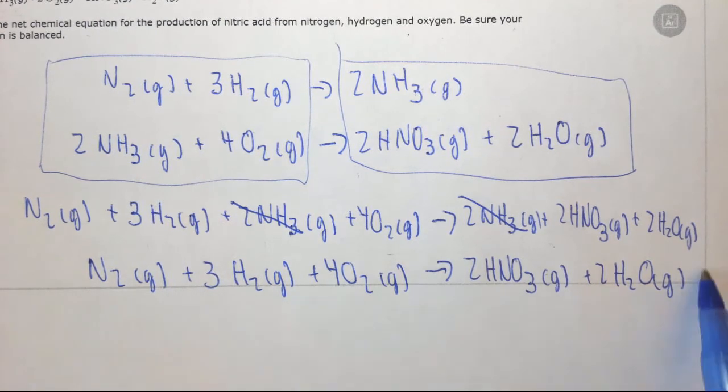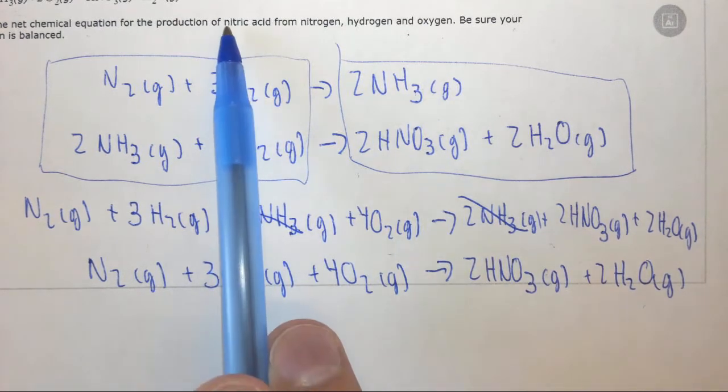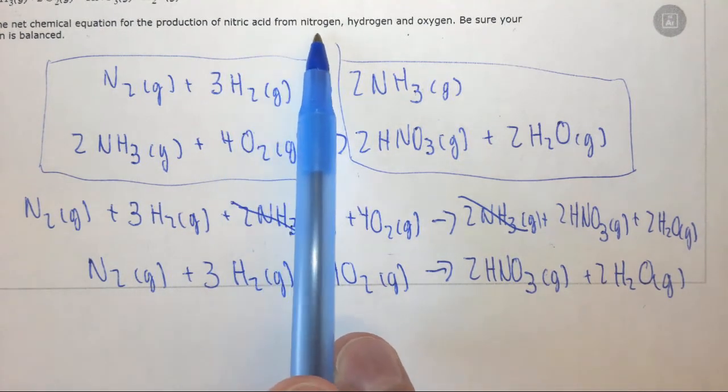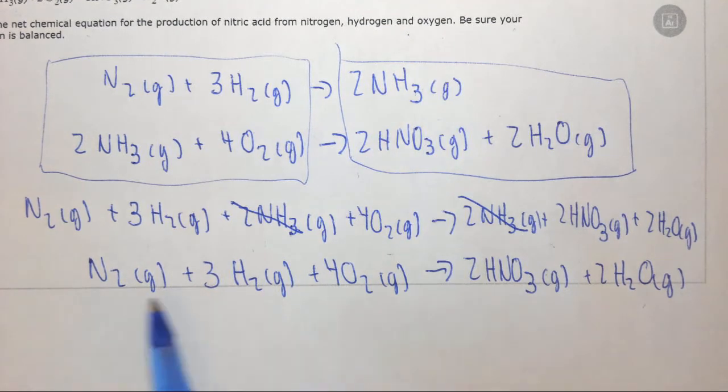So now we have a net equation which is balanced, and ammonia has been canceled out because in the original question we wanted to make it from nitrogen, hydrogen, and oxygen. Nitrogen, hydrogen, and oxygen are now our only reactants.